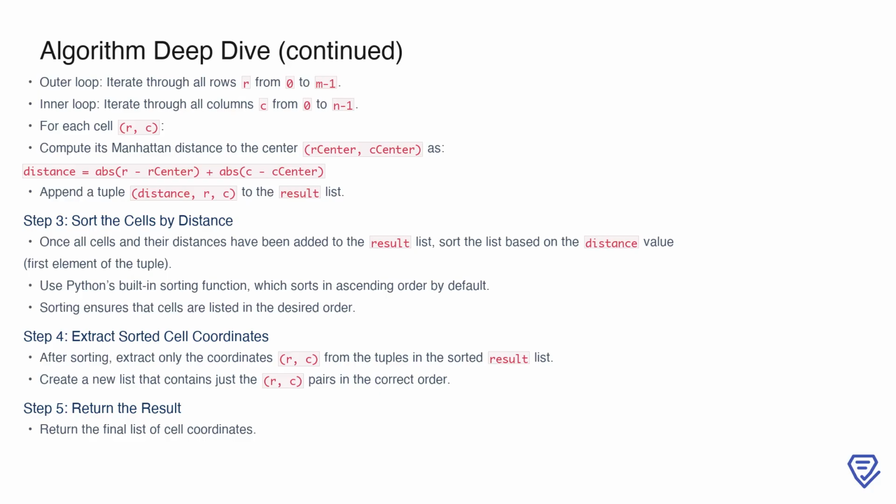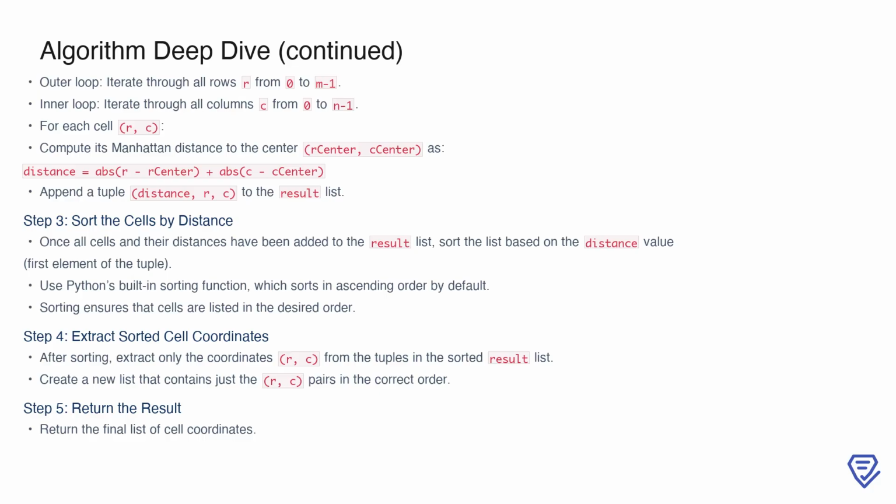Once the distance is calculated, we store it in a tuple along with the cell's coordinates, i.e., (distance, R, C), and add this tuple to our result list. After collecting this data for all cells, the next step is to sort the list. We utilize Python's built-in sorting function to arrange the tuples by their distance values in ascending order.